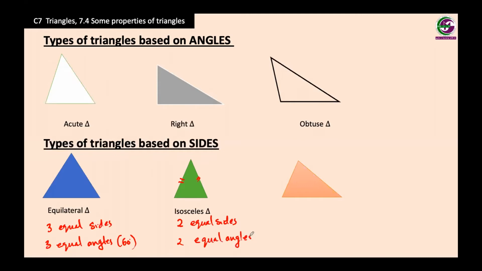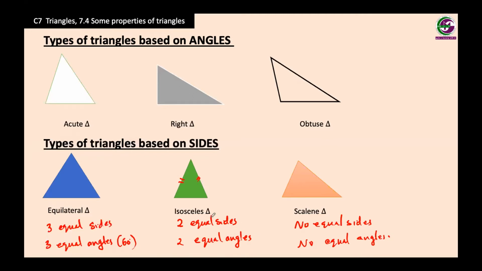And the last one from here is scalene triangle, which means no equal sides, so we will not have any equal angles as well. Each one will be different from the other. So these are the classifications. Especially, we need isosceles triangle, which means two equal sides and two equal angles.